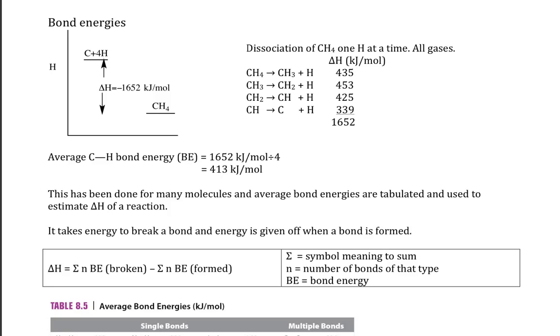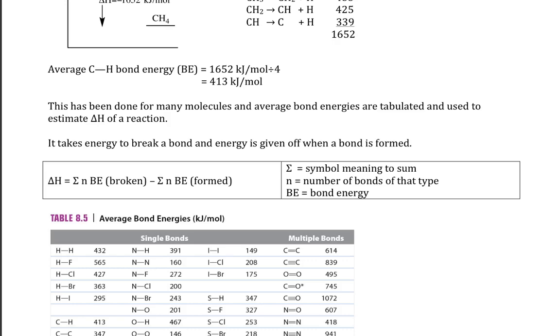If we take that 1652 and divide it by 4, we get 413 kilojoules per mole as an average CH bond energy, often abbreviated BE. So that's the energy per bond. This is done for many molecules, and average bond energies are tabulated and used to estimate delta H of a reaction involving those kinds of bonds.